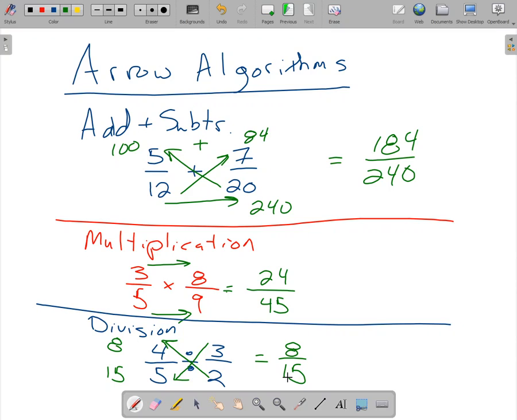So there were 3 goals in this chapter. One goal was a refresher on how to add, subtract, multiply, and divide. Second was, are there different ways to add, subtract, multiply, and divide fractions? And yes, we have a couple of different ways for each. And then third is, why do those algorithms work? And that's what the models are for.